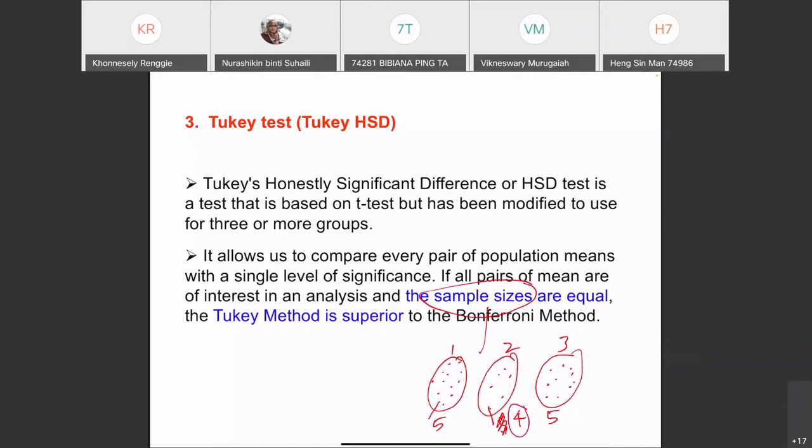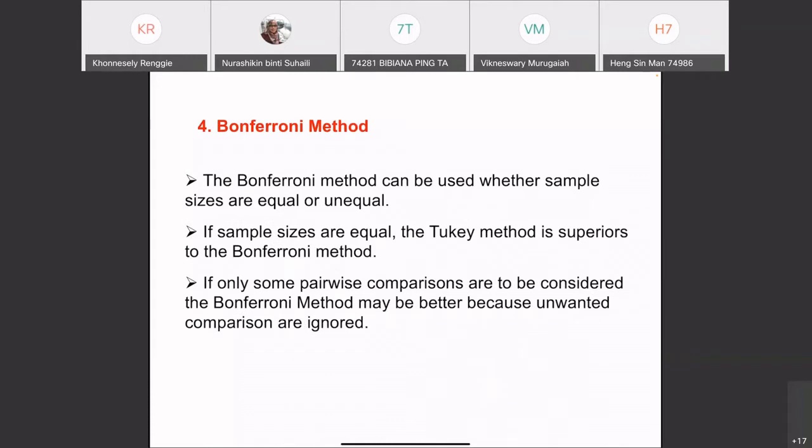So you have to know that Tukey test is only used when the sample size is equal. Right, so okay, the last method is Bonferonni method. What is the difference between Bonferonni method and Tukey method is Bonferonni can be used whether the sample sizes are equal or unequal. So it means that Bonferonni has more applications actually. It can be used for both situations.